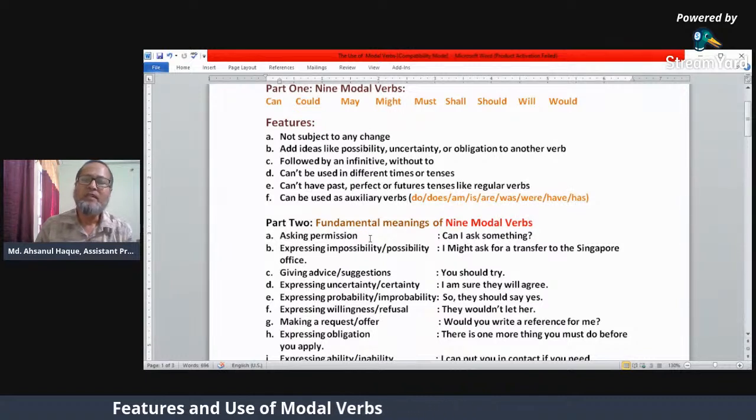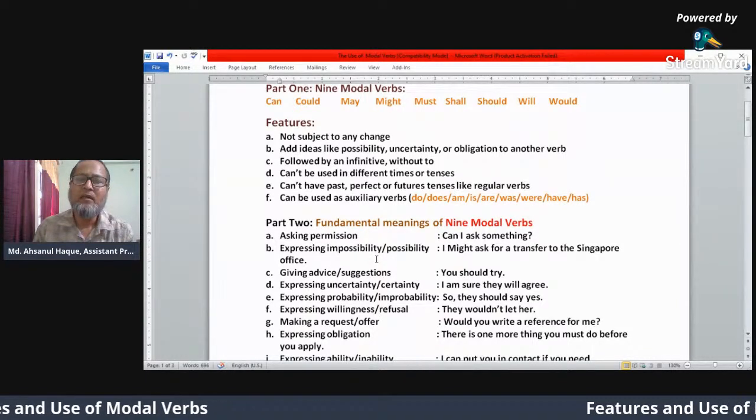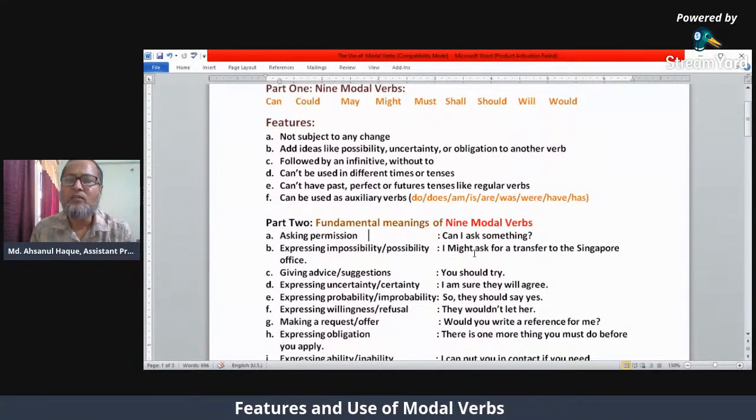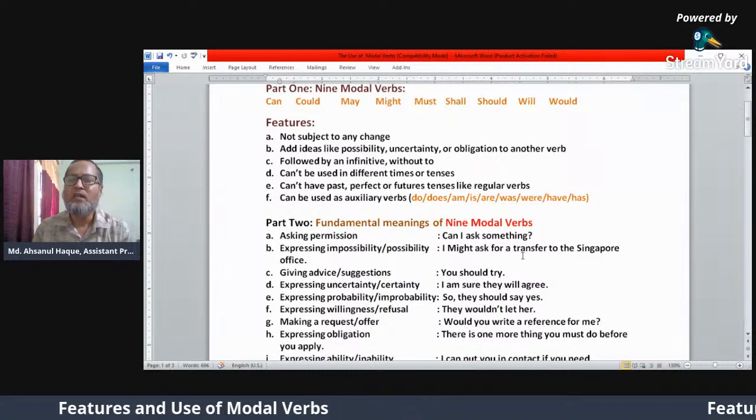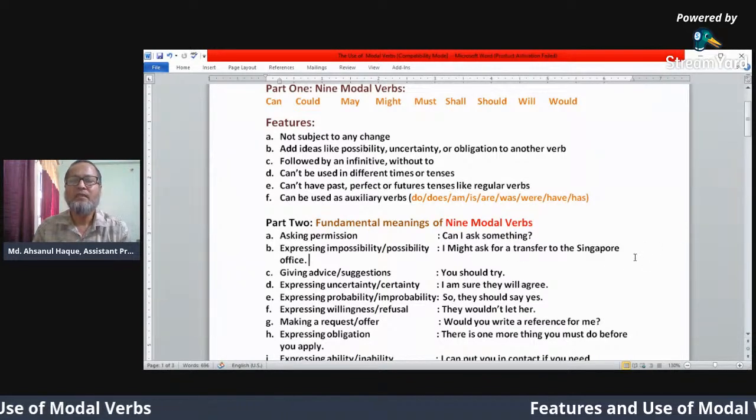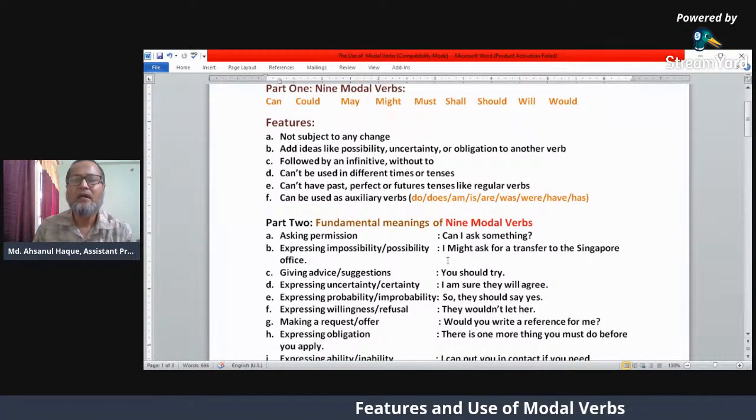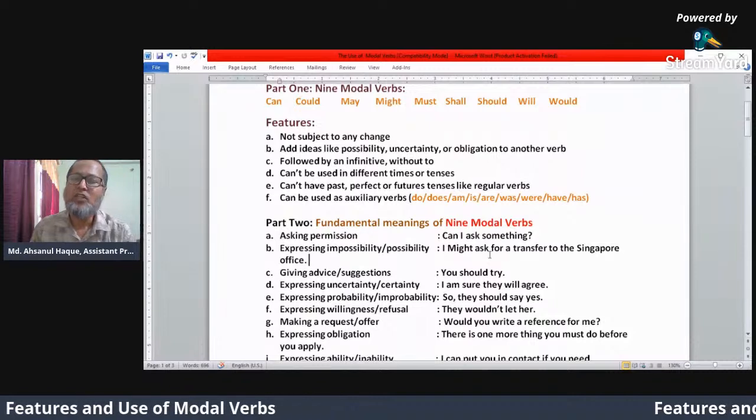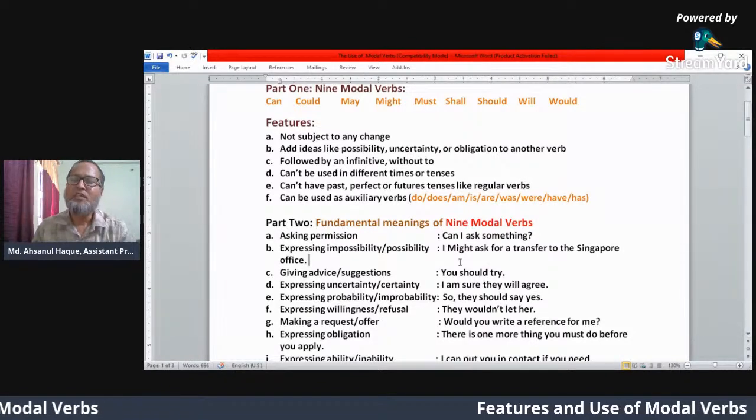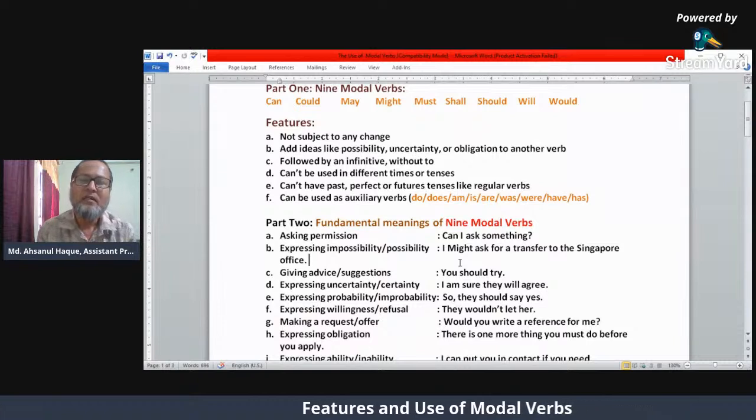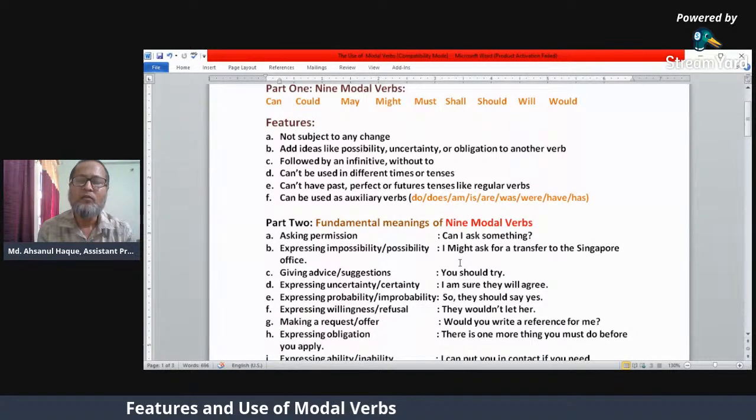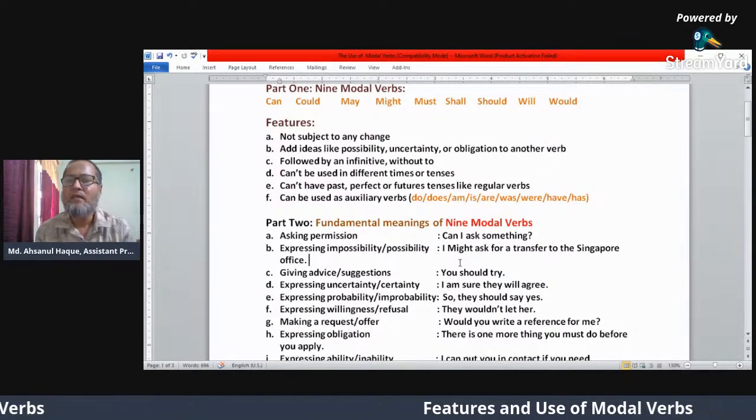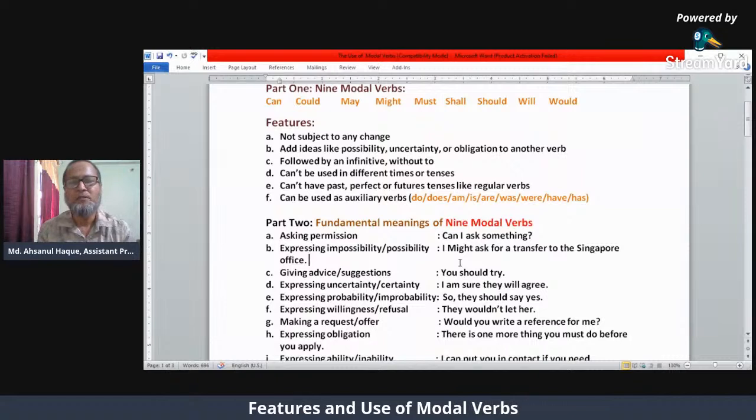Example B, expressing impossibility or possibility. I might ask for a transfer to the Singapore office. You see here, I might ask. It's a possibility, but I'm not sure. I'm not sure that I will do it, but it may be possible in course of time. It may happen.